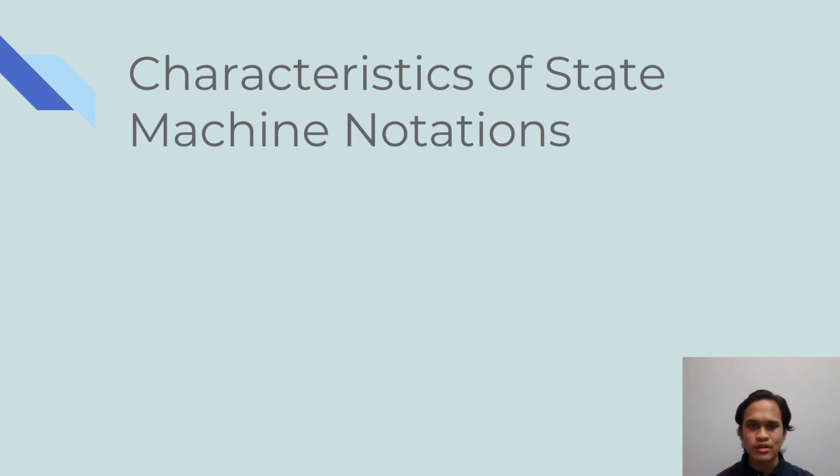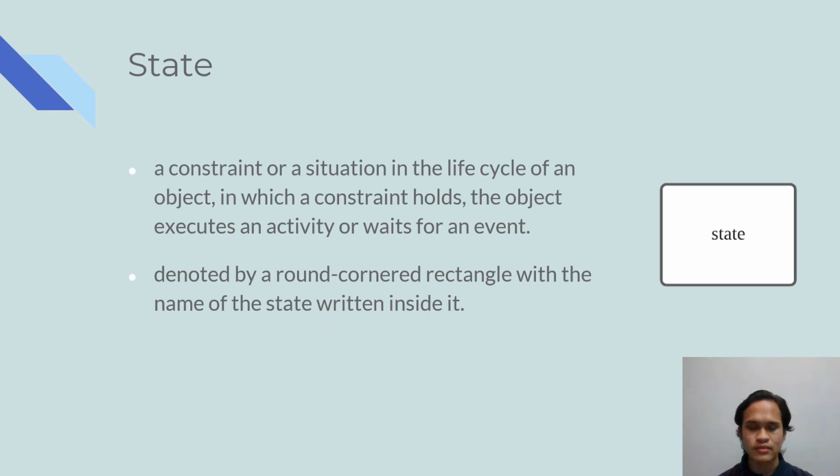Okay, so now I will be explaining the characteristics of state machine notation. The first one is state. So what is a state? A state is a constraint or a situation in the life cycle of an object in which a constraint holds, the object executes an activity, or waits for an event. It is denoted by a rounded-corner rectangle with the name of the state written inside it.